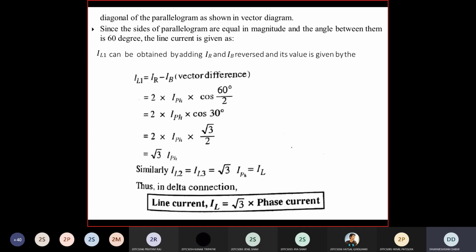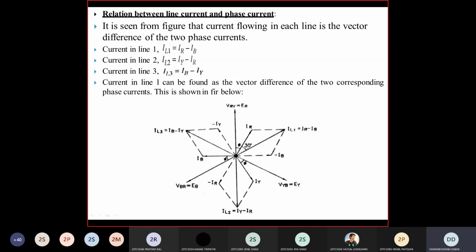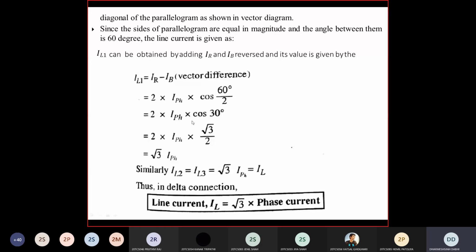Here you can again see the phase difference between two phase currents is 60 degrees. So half of this is 30 degrees. We find this resultant vector IL1. So between the line current and phase current, the angle is 30 degrees, which is 60 by 2. So 2 IPH cos 60 by 2, cos 30 is root 3 by 2. So again we get the relation: line current is equal to root 3 times phase current. Clear? For all these line currents.